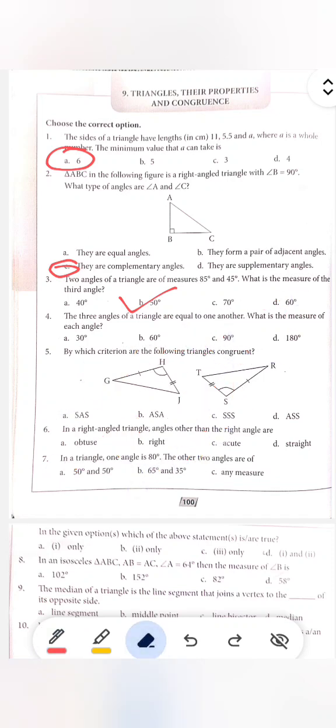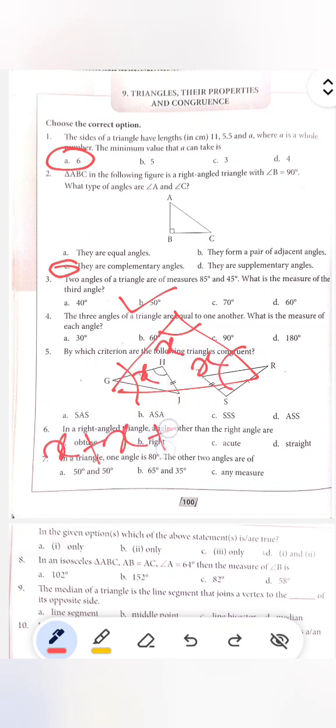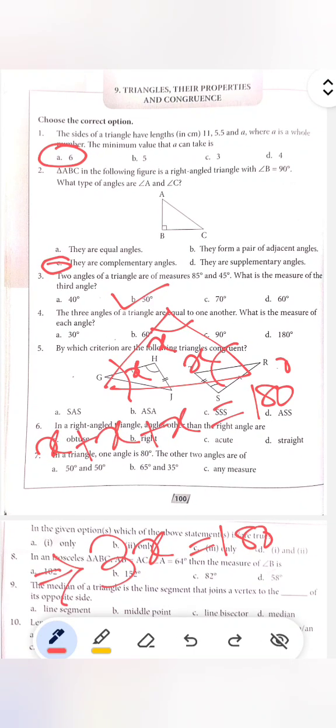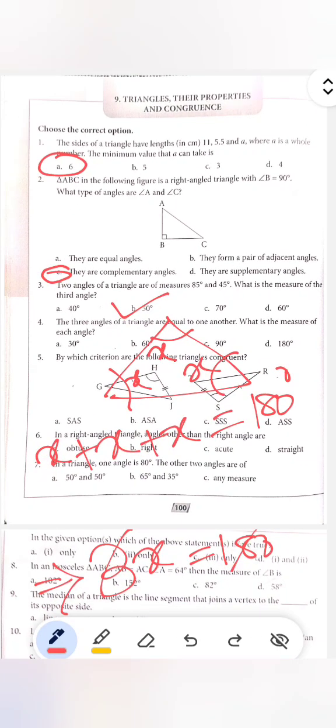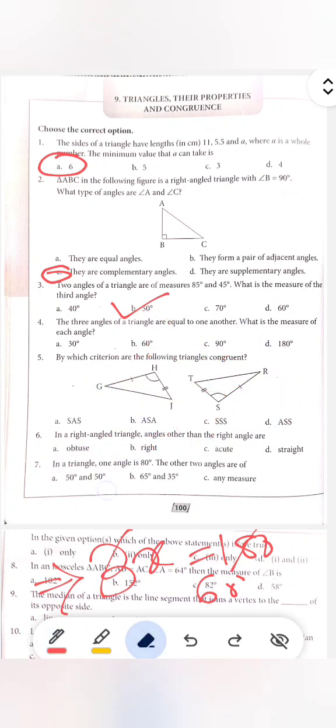Now come to the next part. The three angles of a triangle are equal to one another. What is the measure of each angle? Let each equal angle be x. According to the angle sum property, the sum of the three angles of a triangle is 180 degrees. So x plus x plus x is 3x, equal to 180 degrees. So x is 60 degrees. Each angle is 60 degrees.